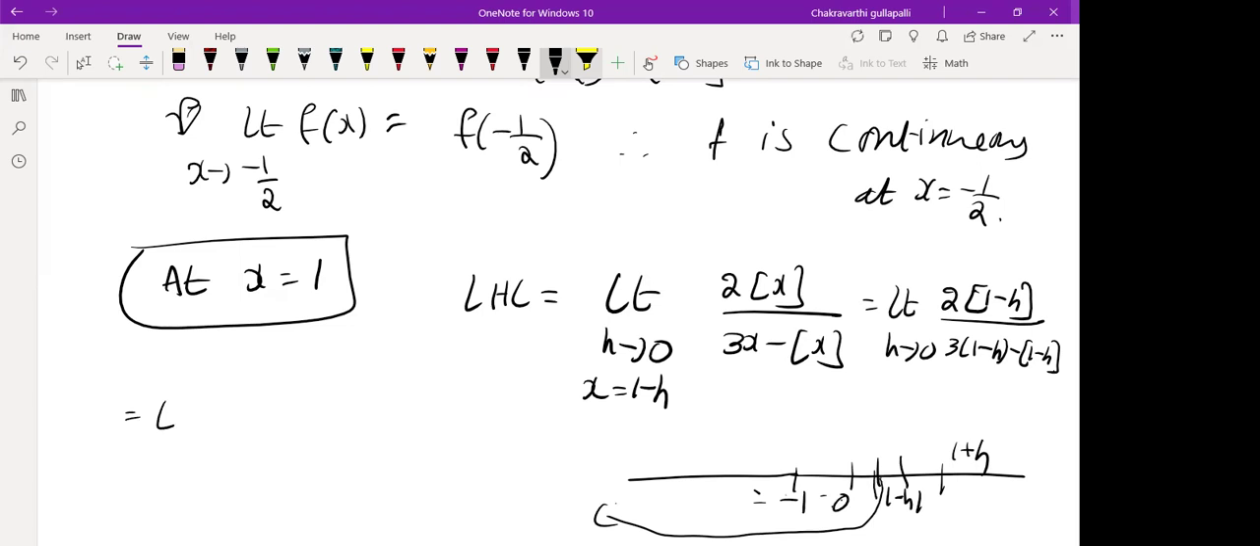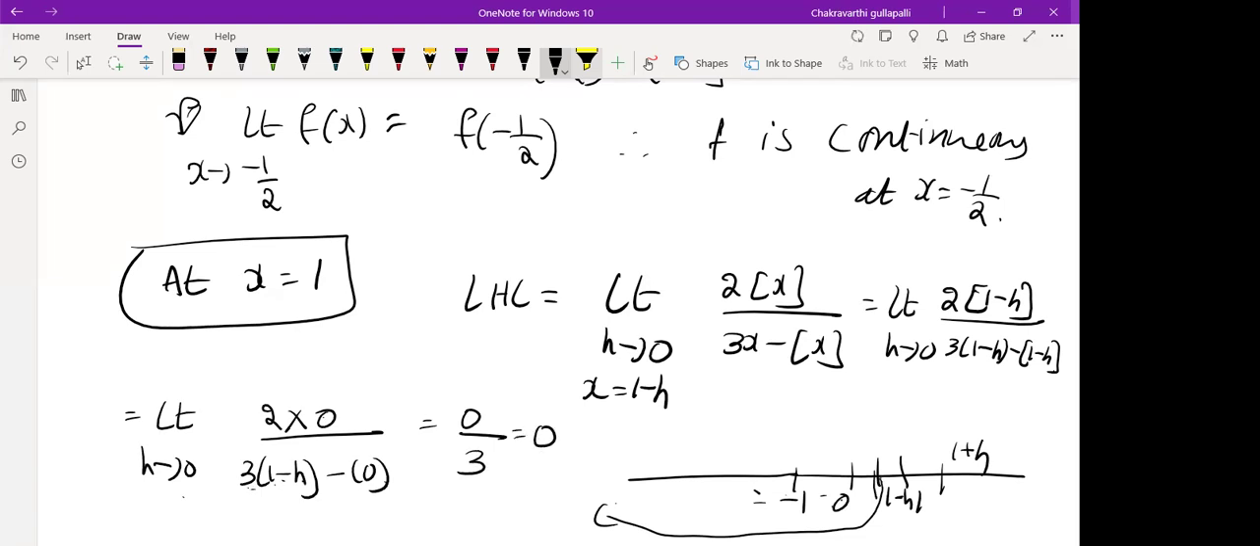So this is limit h approaching 0, 2 into 0 divided by 3 into 1 minus h. This is as it is. This is box, which we have to calculate. This is 0, so 2 into 0 is 0. Replace h by 0, so 3 into 1 minus 0 is 1, and 3 ones are 3. Which is 0. So LHL is 0.